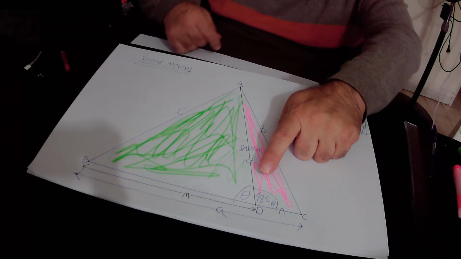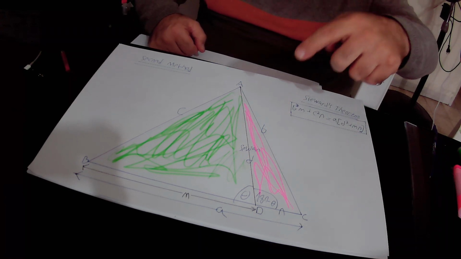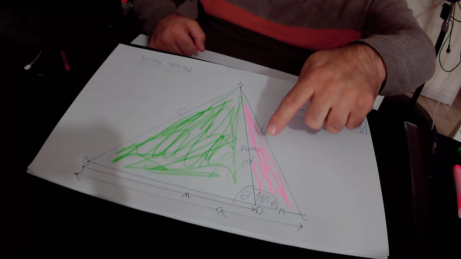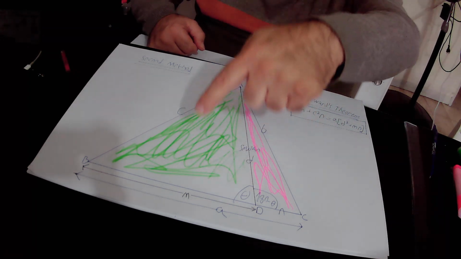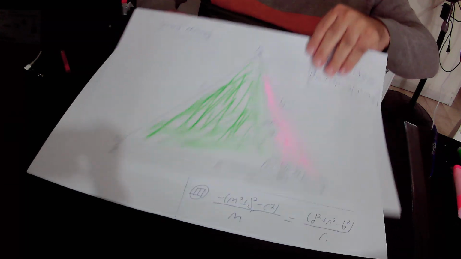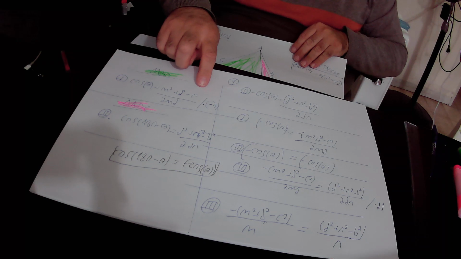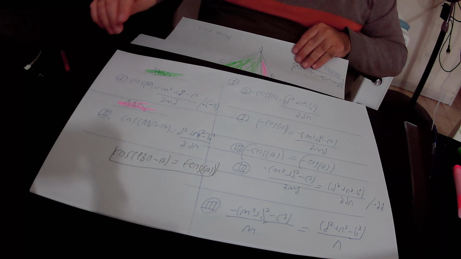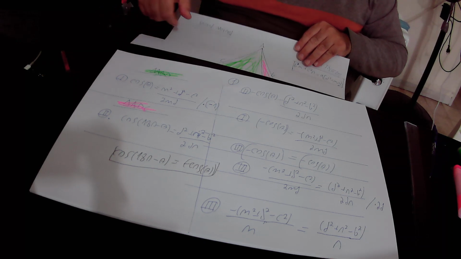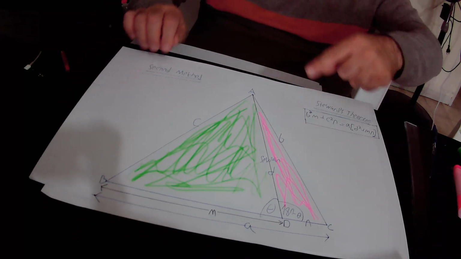In the green triangle ABD, according to the law of cosines, cosine theta equals D square plus M square minus C square over 2 times D times M. Repeat again, cosine theta equals M square plus D square minus C square over 2 times M times D. Then we implemented the same law, the law of cosines, in the pink triangle ADC.